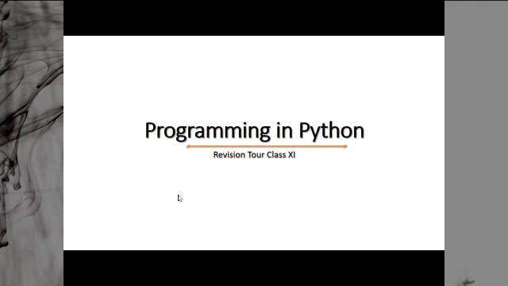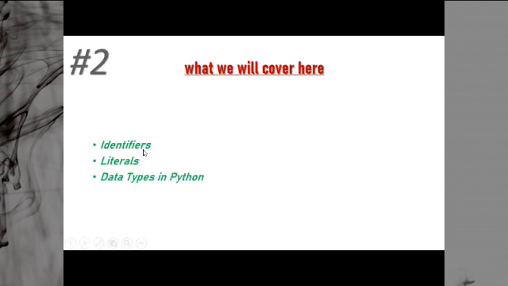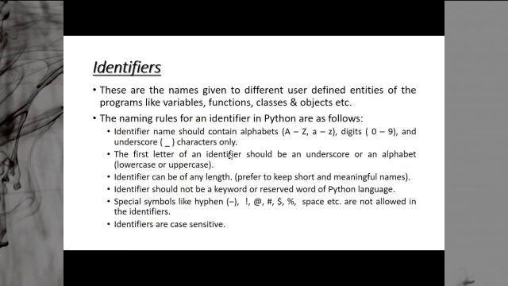Identifiers and literals are a very important part of programs, and we are going to cover them in detail today. So identifiers, as you know, it is to identify something. These are the names given to the different user defined entities of the programs. In a program we create different components, like variables, constant names, functions, classes and objects. So to distinguish between them, we give names to them.